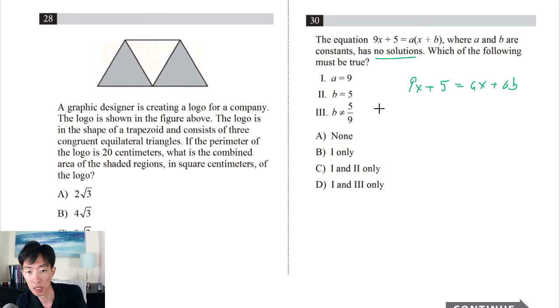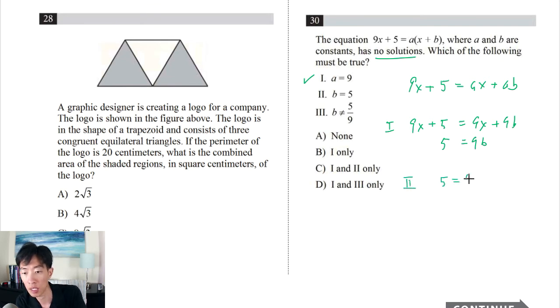Choice 1, so we're going to make a equal to 9, so we're going to rewrite it, 9x plus 5 equals 9x plus 9b. So notice what happens, we can subtract 9x from both sides, and then we're left with 5 equals 9b. So it does seem that in order to make the x terms drop out, we're going to have to make a 9, and then whether the equation is going to have no solutions or infinite solutions is going to depend on this value of b.